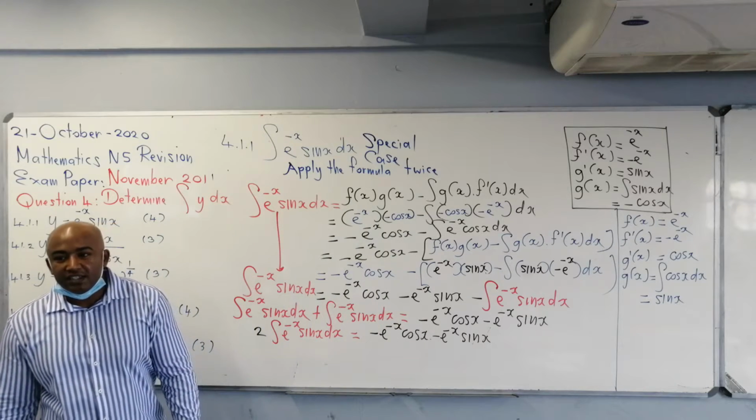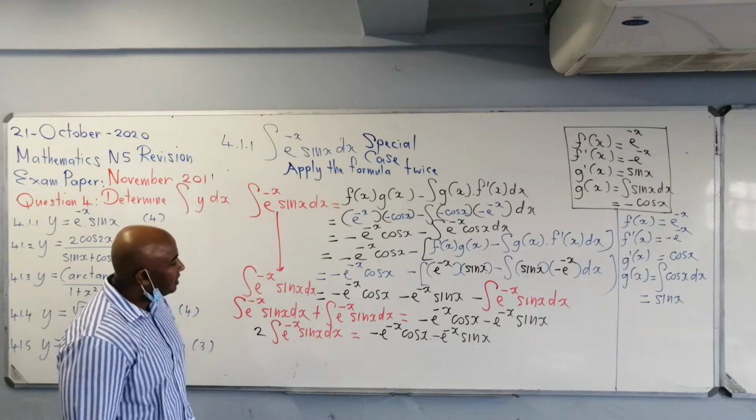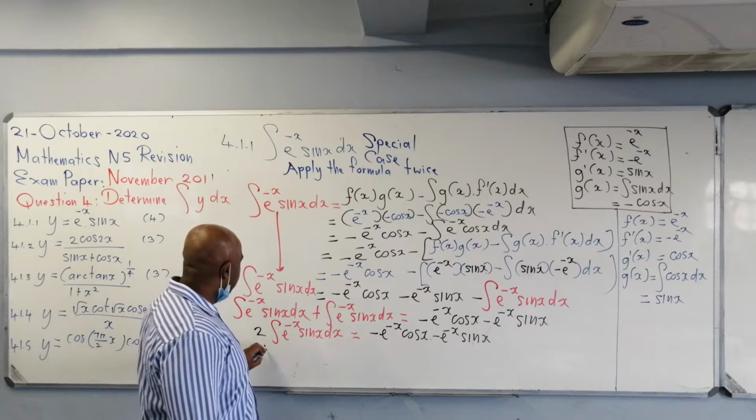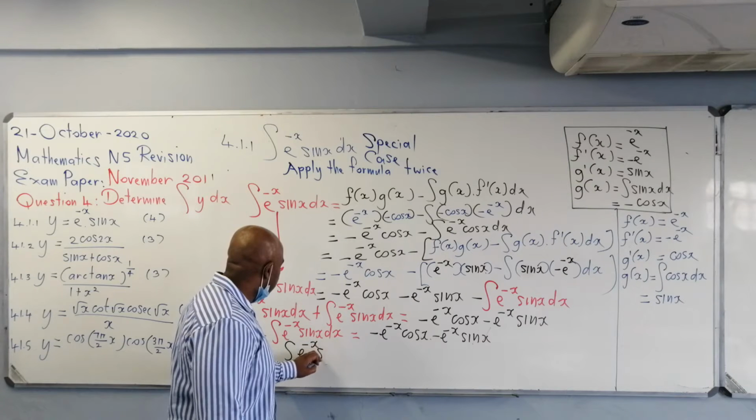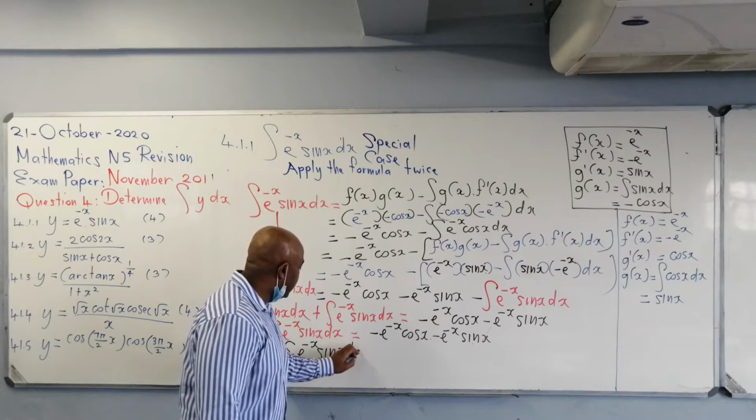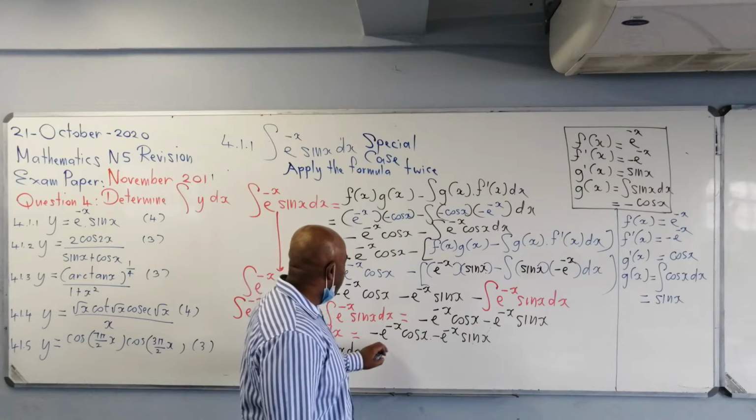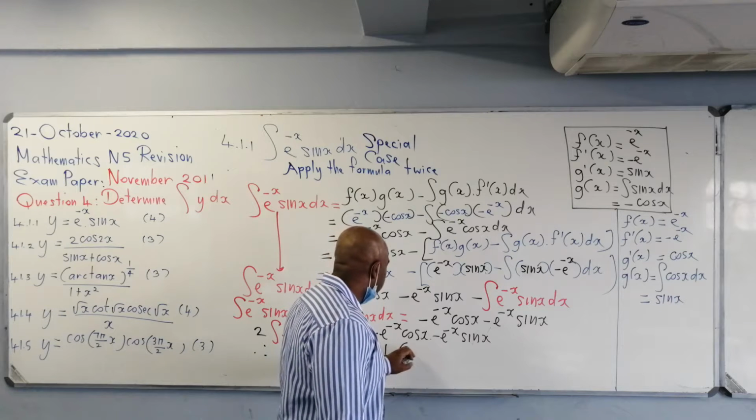Takes long, but very easy to do. You know, you're only using the formula twice. So therefore, the integral of e to the power minus x times sin x, you divide by 2 and you are done.